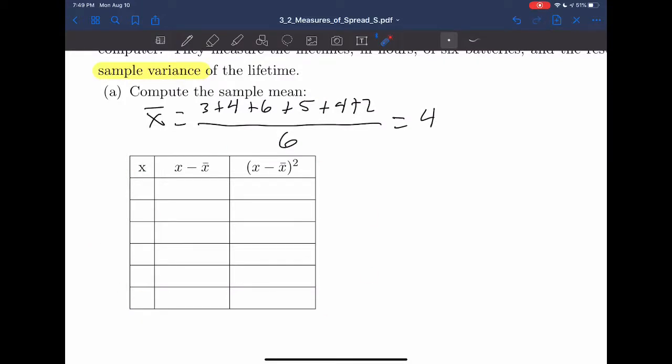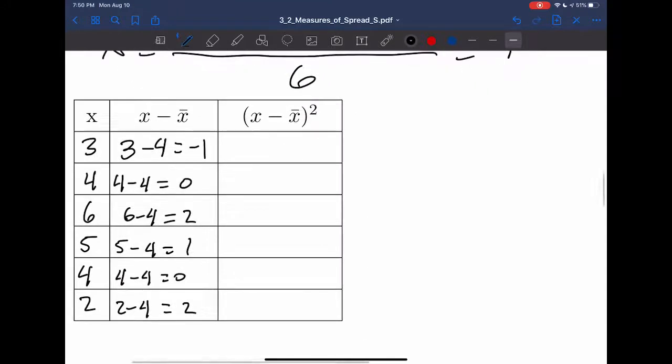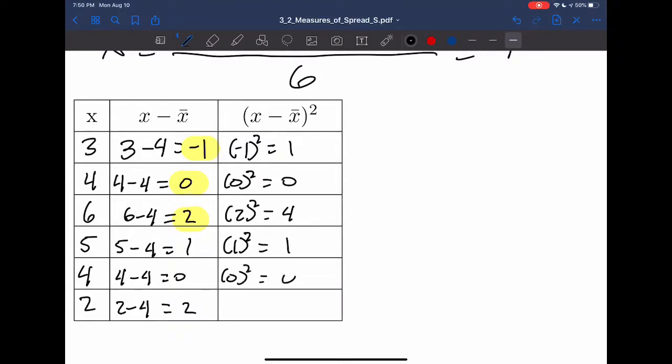On the left column, we're going to put all of our data values. And in the second column, we're going to compute our data values minus our sample mean. And we're going to keep doing this through all of our data values. Once we finish, we want to square all of our values because we're going to add them up later. And notice again that all of our negative values become positive. So that gives you an idea that our variance will always be a positive number.